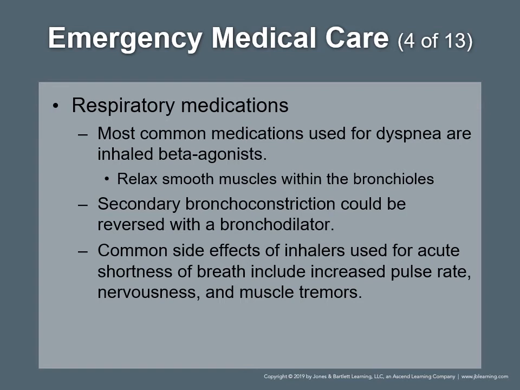Respiratory medications. Most common medications used for dyspnea are called inhaled beta agonists. Typical trade names are Proventil, Ventolin, Alupent, Metaprel, and Brethine. The action of most of these medications is to relax the smooth muscles within the bronchioles of the lungs. Bronchodilators relax the smooth muscle around the larger bronchi and are an important therapy for bronchoconstriction.